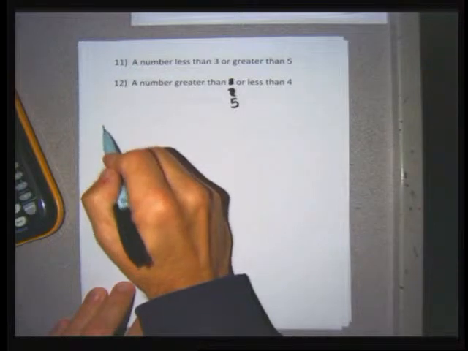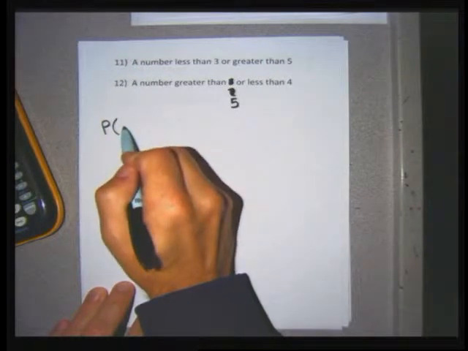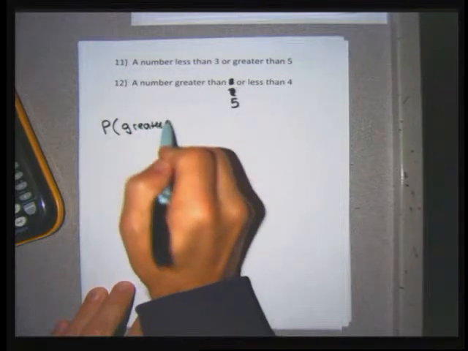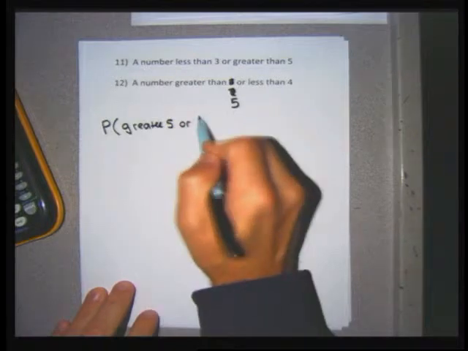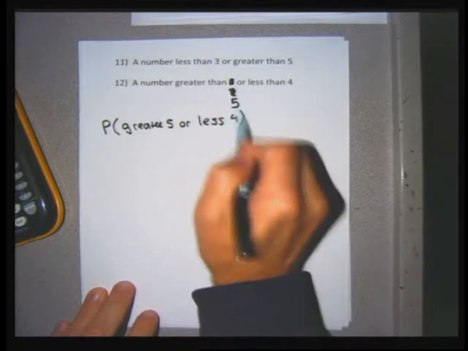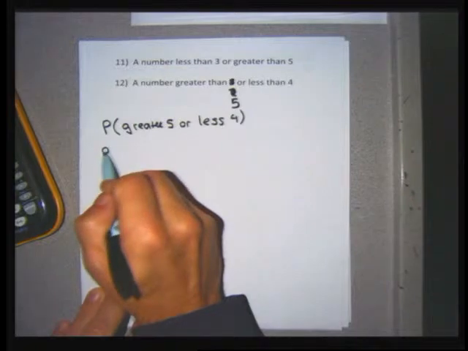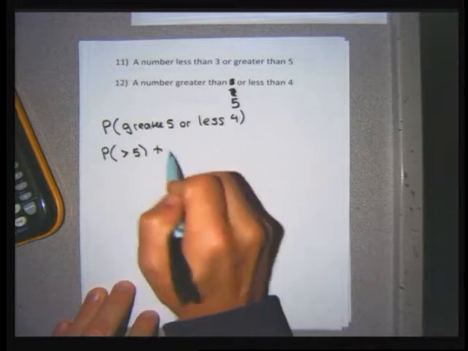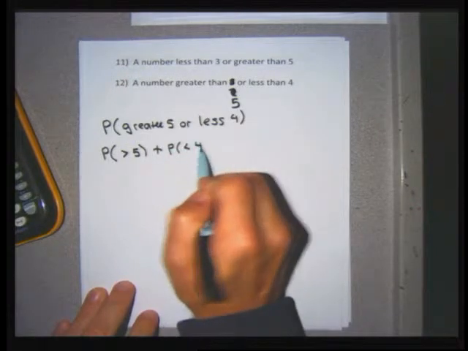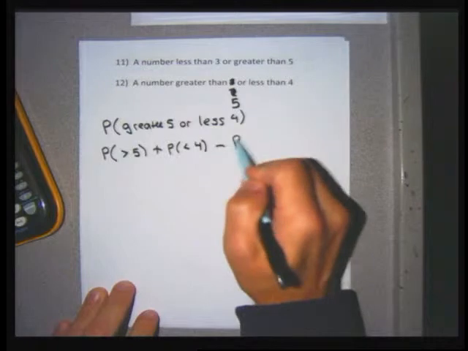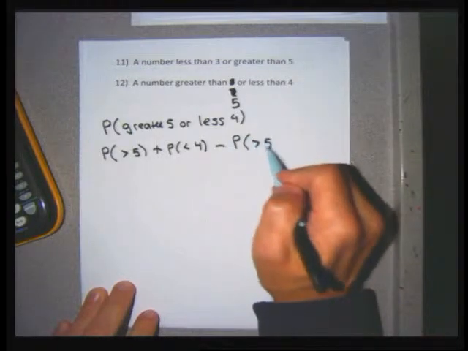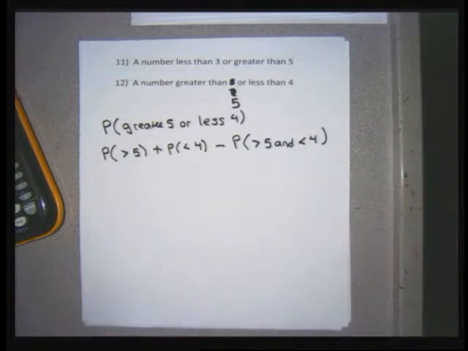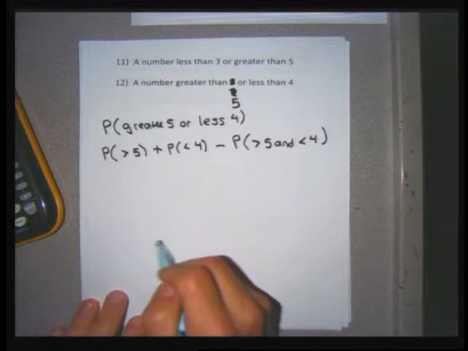So for problem 12, I want to find the probability of getting a number greater than 5 or less than 4. And I'm going to do 3 probabilities. The probability of getting a number greater than 5 plus the probability of getting a number less than 4 less the probability of getting a number that's both greater than 5 and less than 4. So I use words and symbols. You can use either. So let me create a sample space.